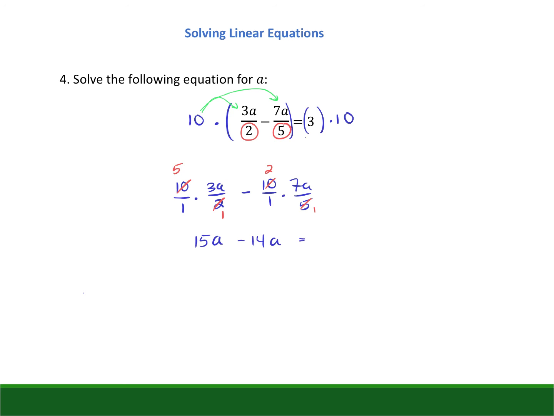And then on the right-hand side here, let's multiply 3 times 10 and bring that down. So that's 30. Okay? And then we can combine 14a with 15a. So that gives us just a. So final answer, a is equal to 30.